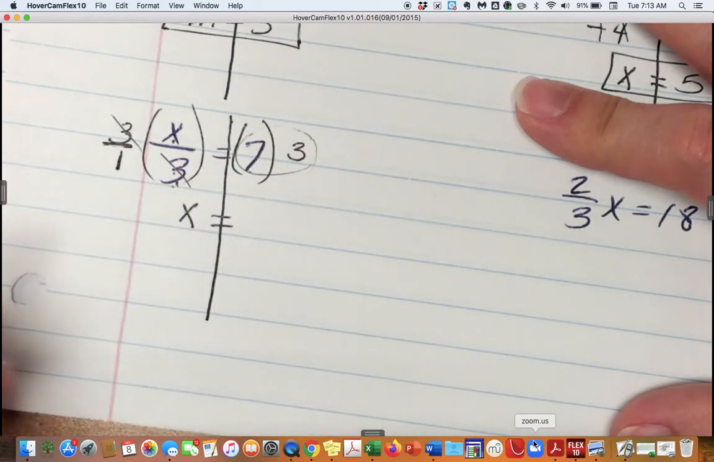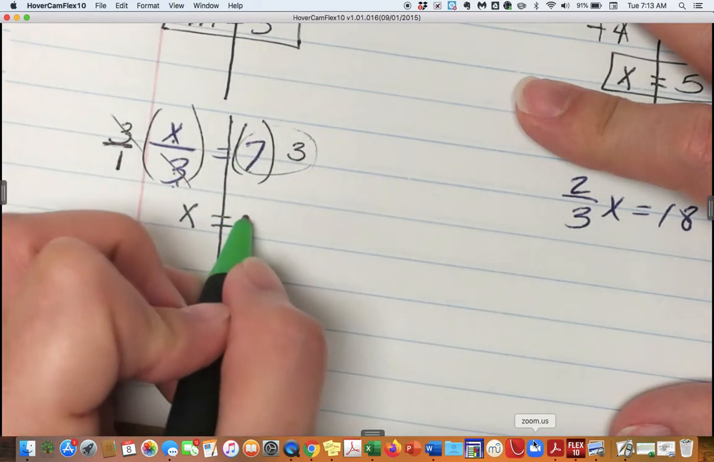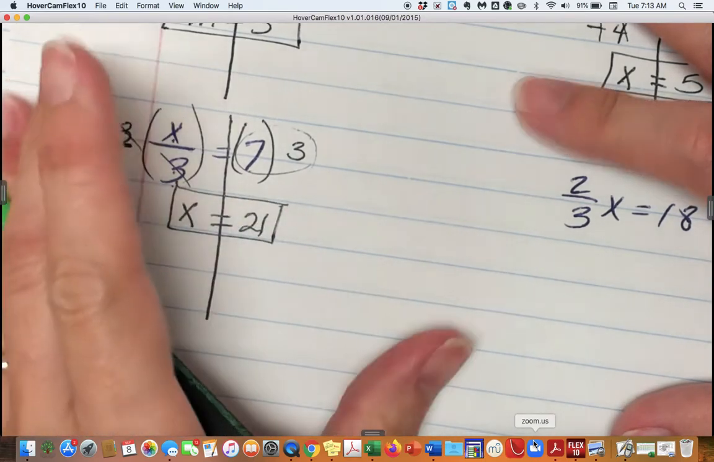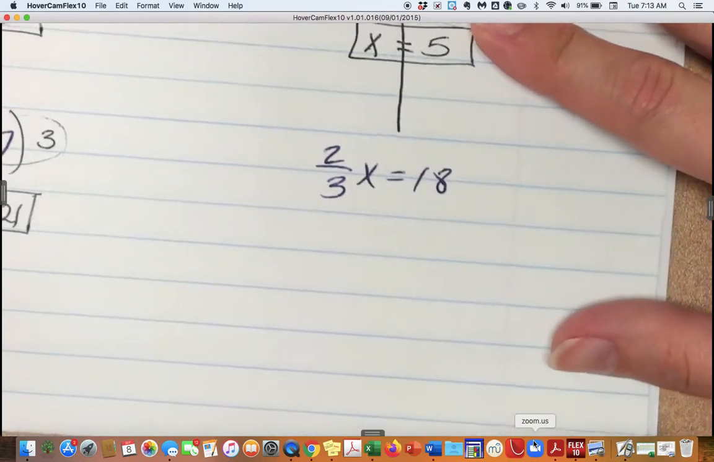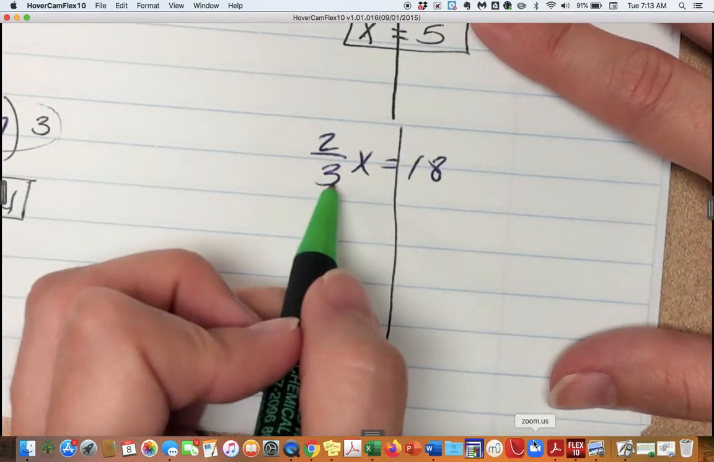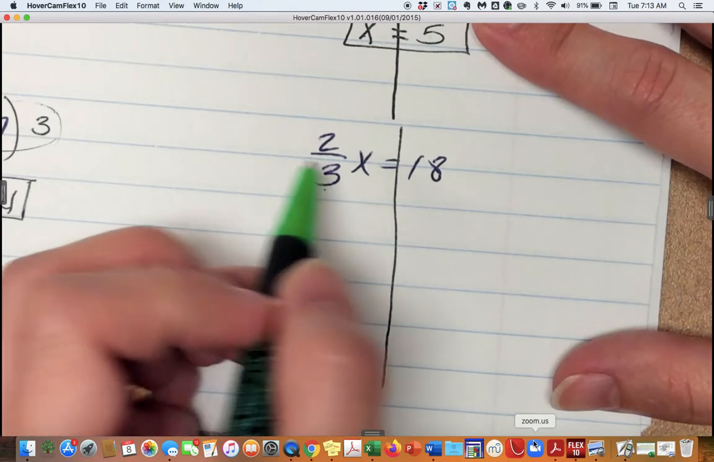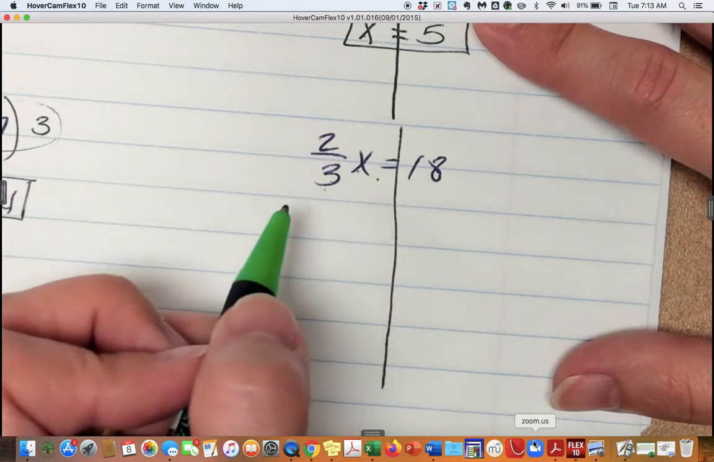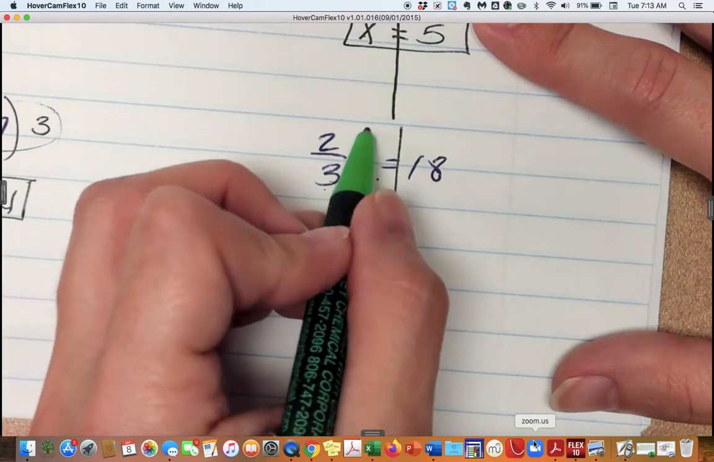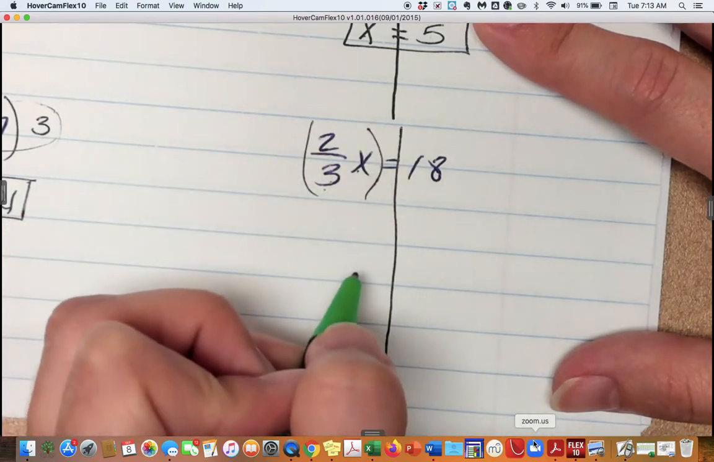Over here, I just do the math. 7 times 3 is 21. So that's my answer. All right, make it a little bit more complicated. Drop your line. Let's get rid of the fraction part first, because this is 2/3 times x. So technically we have two things to get rid of. If fractions make you nervous, then definitely go for that part first.